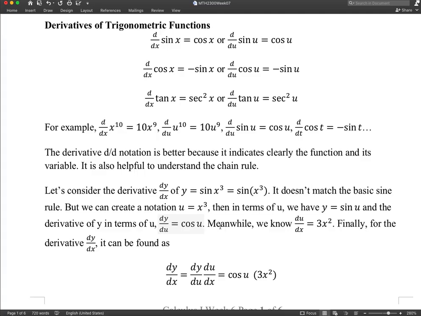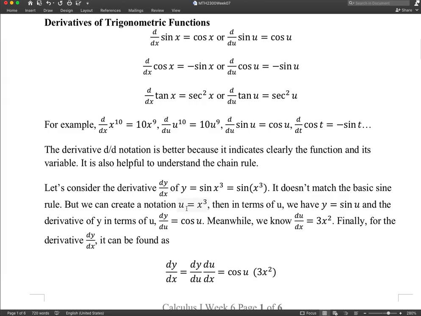At the same time, we know u is a temporary notation I created. U is a function of x, right? So I can calculate a derivative of u. You could use u prime, but you'd better write it out clearly. The derivative we have for u here is du dx. The derivative of function u with respect to x is 3x squared.